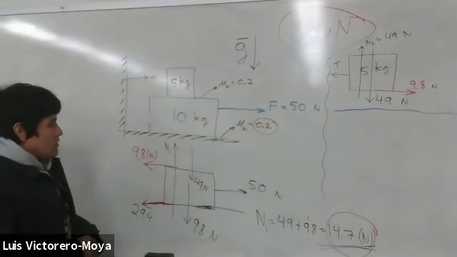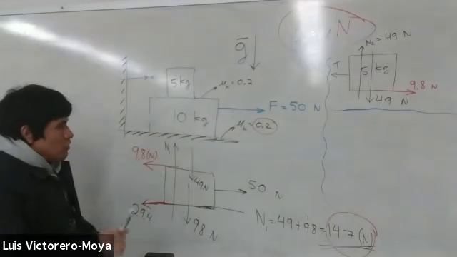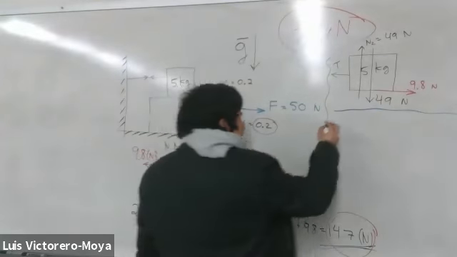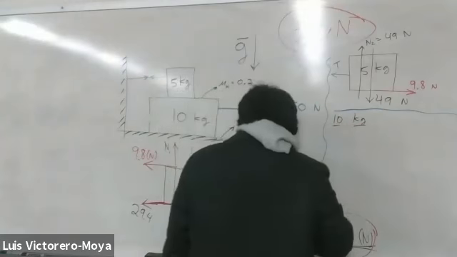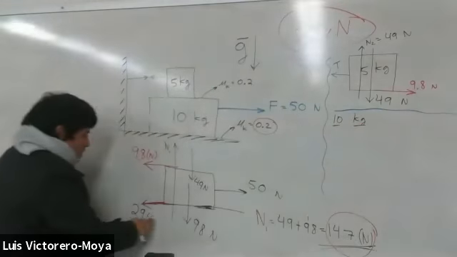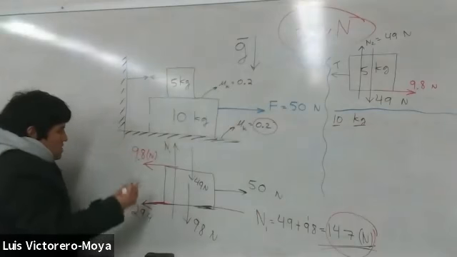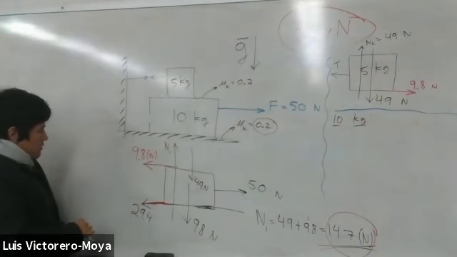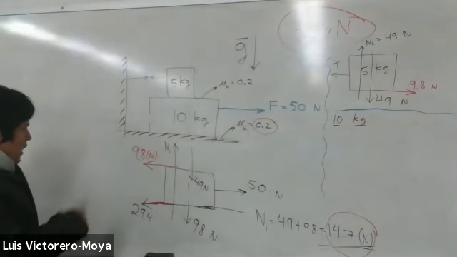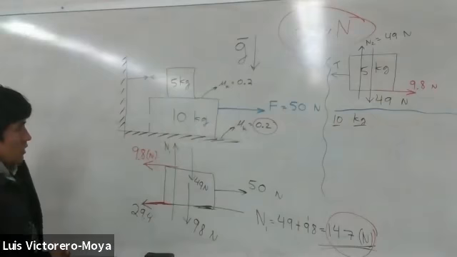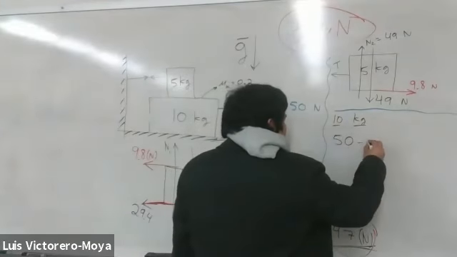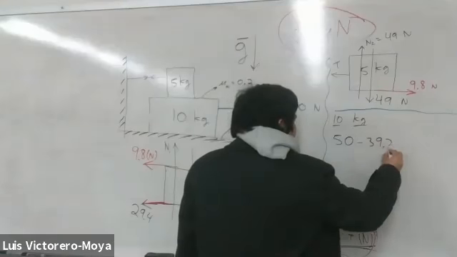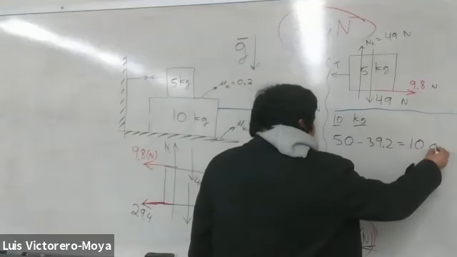For the 10 kilograms, what's the net force? So we put it here. For the 10 kilogram mass, you have 50 to the right, 29.4, 9.8, so that's 39.2. So 50 minus 39.2 equals 10 times the acceleration.